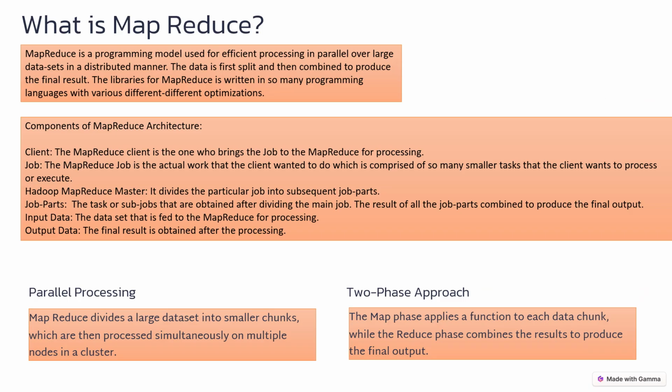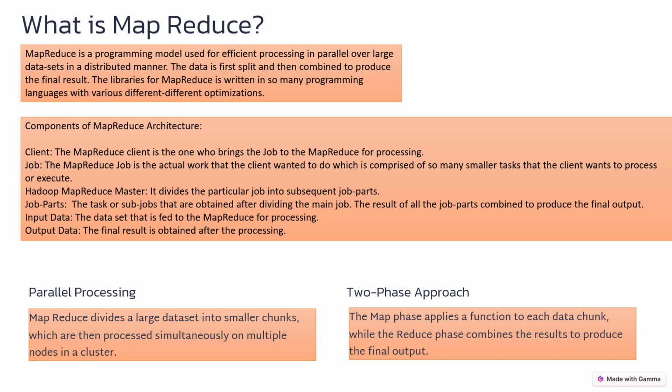Now, talking about what is MapReduce. MapReduce is a programming model used for efficient processing in parallel over large data sets in a distributed manner. The data is first split and then combined to produce the final result. The libraries for MapReduce are written in many programming languages with various different optimizations.